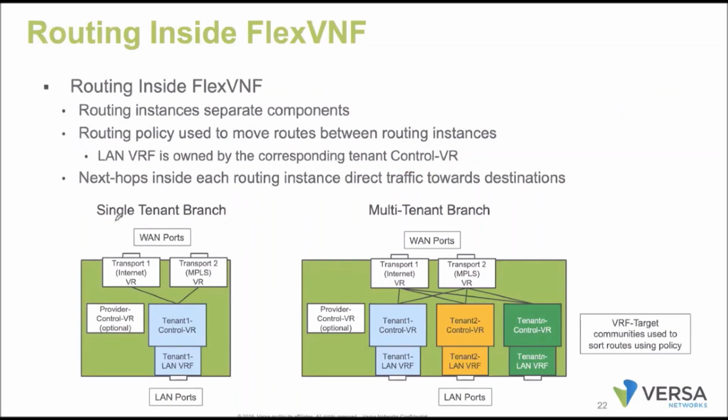The routing instances are single tenant and multi-tenant. Okay, so for a single tenant branch, we are going to have the control VR and then the LAN VR. With multi-tenancy, there are multiple control VRs, and to each and every control VR, at least one LAN VR is going to be allocated. So whatever LAN VRFs we have are owned by the corresponding tenant control VR. Okay. So there is always a relation between the LAN VR and the control VR.